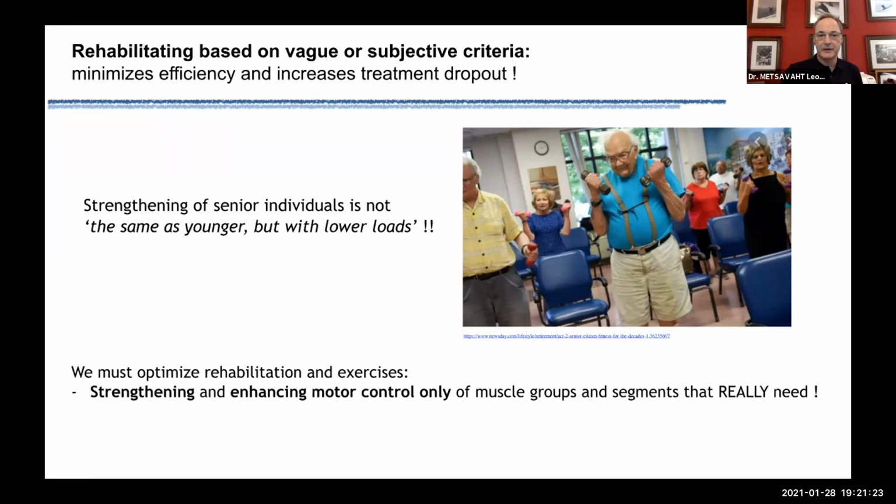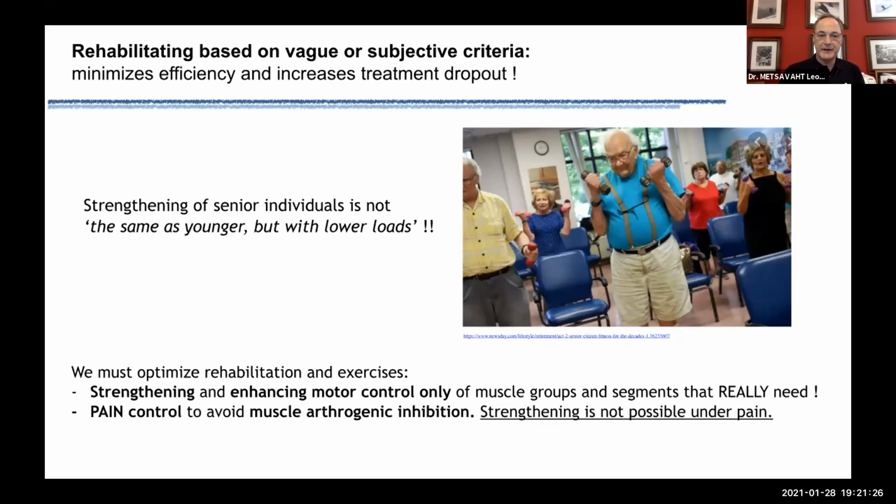The dropout rate is huge. So the other point is pain control is needed to avoid muscle arthrogenic inhibition. It's absolutely impossible to do strengthening under pain at any age. In physiatry, we learned that there is no way your cerebellum authorizes you to request all the muscle fibers you need for some movement if you have joint pain. It minimizes the muscle fibers that are requested for that job.